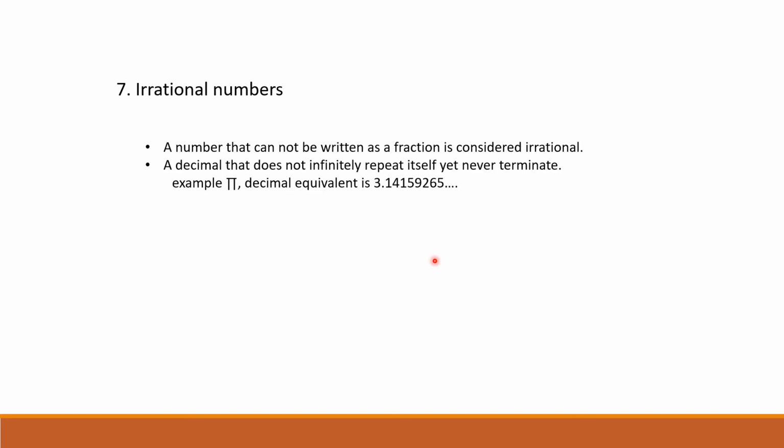Irrational numbers. A number that cannot be written as a fraction is considered an irrational number. A decimal that does not infinitely repeat itself but yet never terminates. Example, pi. A decimal equivalent of pi is 3.14159265 and so on.